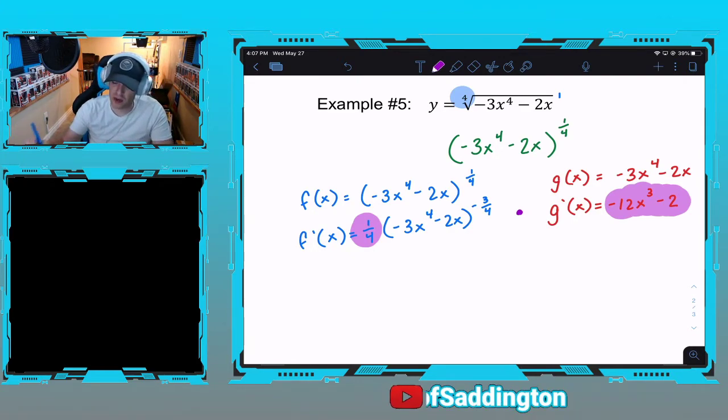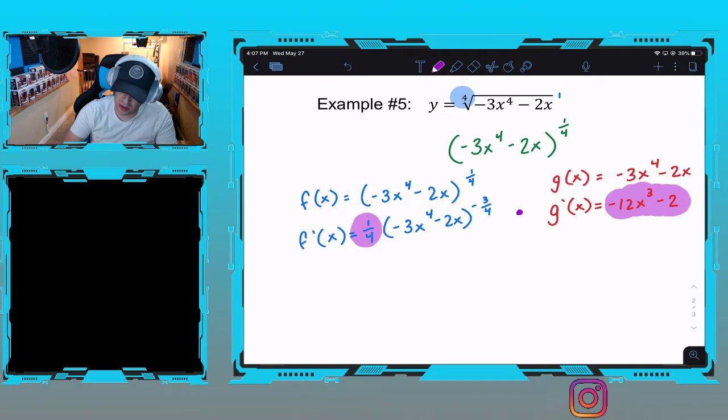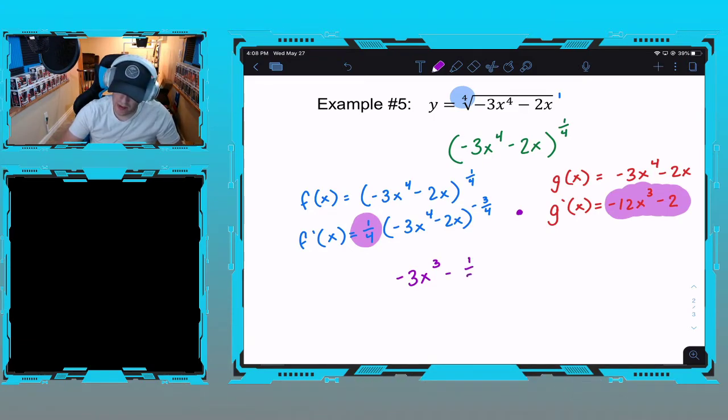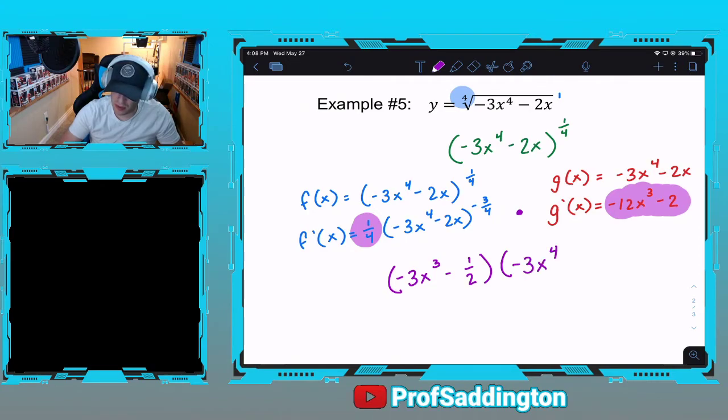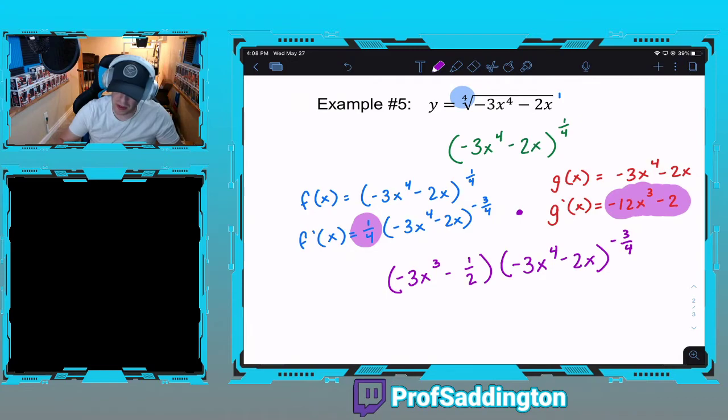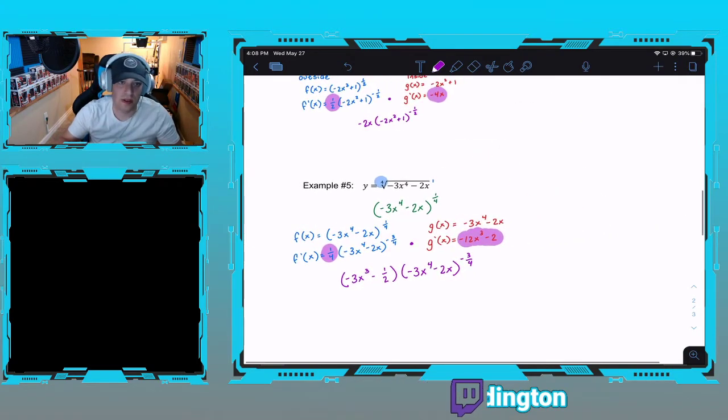If I do that, 1/4 times negative 12 will give me negative 3x to the 3rd power. And if you do 1/4 times negative 2, that would be minus 1/2. And then we're multiplying that entire thing by the negative 3x to the 4th minus 2x to the negative 3/4. And that's it. We just found the derivative for example number 5.